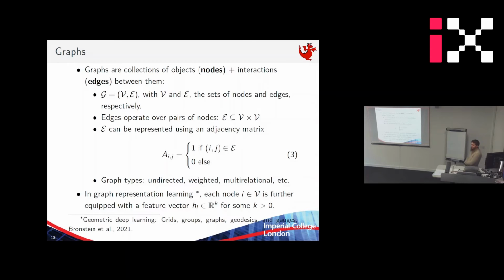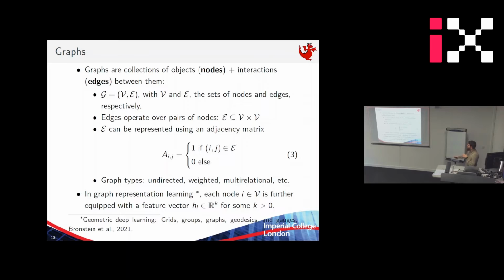So what are graphs? They're basically a collection of objects, nodes, or vertices. Depending on the application, you can use different terms. Plus the interactions between them, so plus edges. They can be represented as a tuple like this, with V the set of nodes and E the set of edges. An edge usually operates over a pair of nodes, so E is included in or equal to V times V. The set of edges can be represented using an adjacency matrix, right? You can construct a matrix where each row or column corresponds to one of the nodes.